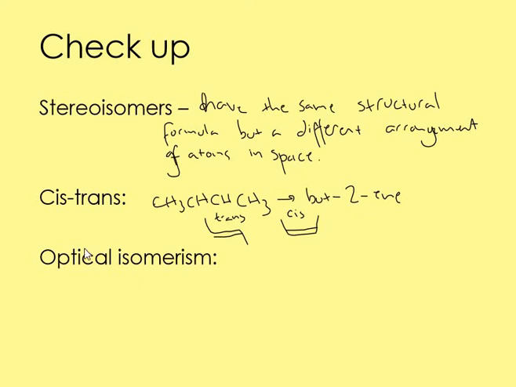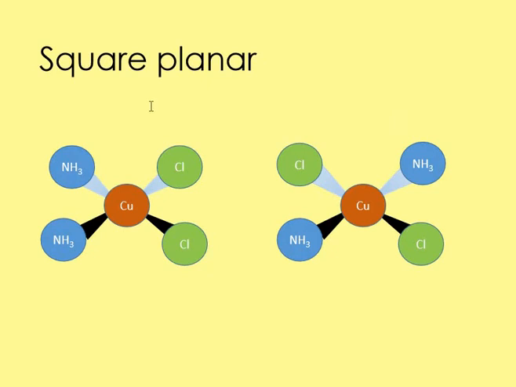Let's move on and make a start on this. Now, the first example of stereoisomerism we're going to look at is cis-trans isomerism in square planar complexes. So we have here two square planar complexes.